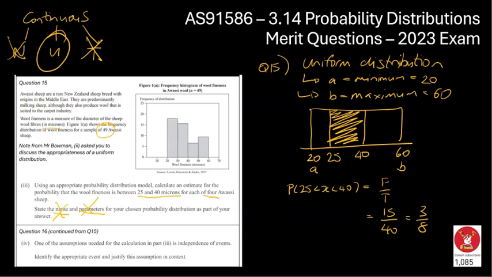Just to clarify, that's the probability of one of these sheep having microns between 25 and 40, but we've been asked about all 4 sheep. So the probability of all 4 sheep is going to be 3 over 8, the probability of 1 sheep, to the power of 4, and that's going to get us to 0.0198, rounded to 4 decimal places.